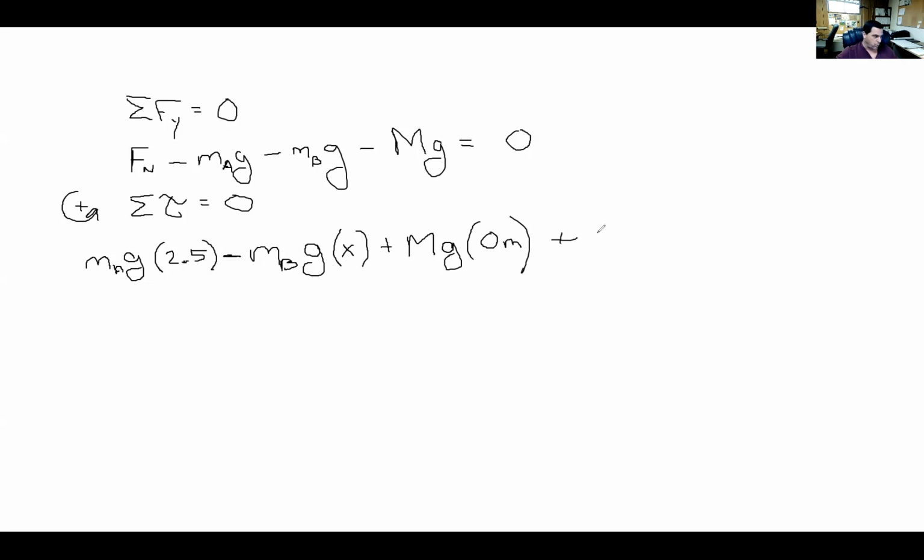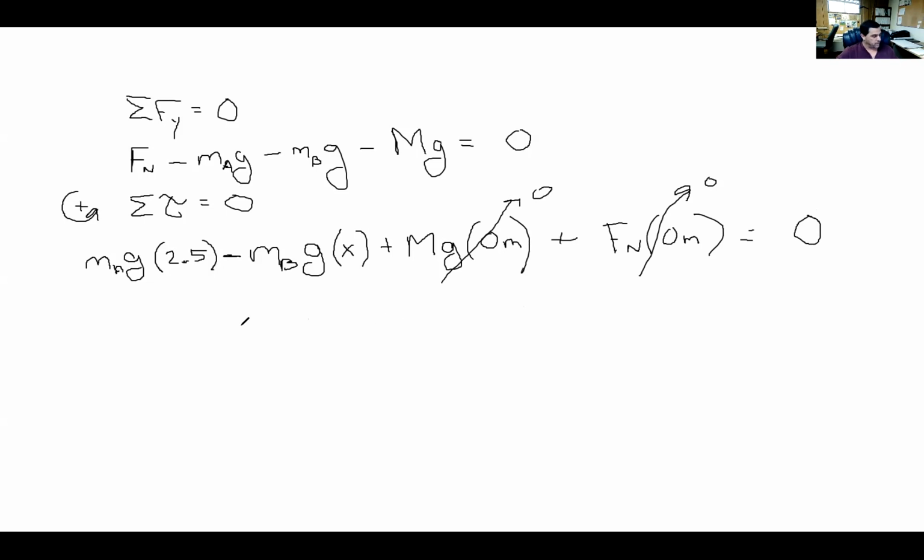Assume the board is uniform and centered over the pivot point. So then we also have the normal force, but that is also at a distance of 0. And that's going to be equal to 0 because the sum of torques is equal to 0. Now notice these two are going to go to 0 because of the location that I picked to sum my torques about.